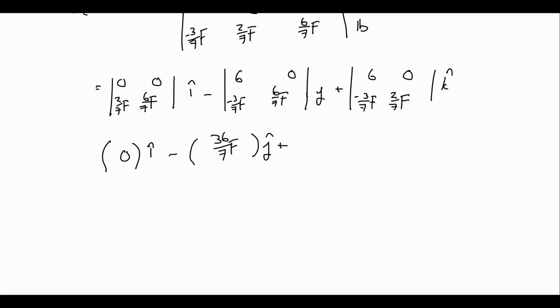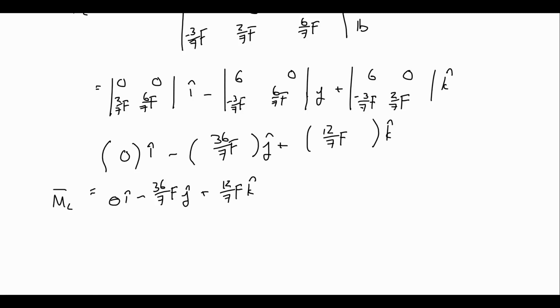And then my k term is going to be 6 times 2/7, which is 12/7 f, minus, again, that will be 0. Right, so putting this together, I can just drop the i for right now. Actually, I will include it since I'm going to dot this. So the net moment is minus 36/7 f j hat plus 12/7 f k hat. And again, this is in component form, my moment around point C. I don't know what f is yet, but it's going to be in pounds.